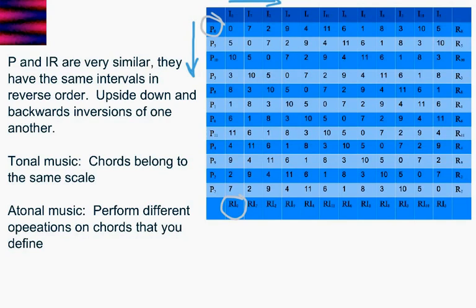So by default, those intervals are going to be in the same order. By the way, speaking of intervals, no matter what interval that you create in this matrix for your prime or your inverse, all the intervals are preserved. No new intervals are created, and no intervals are destroyed. So what's interesting to note in tonal music is that chords belong to the same scale. In atonal music, you can perform all kinds of operations on chords that you define. So there's a lot more variation to it.